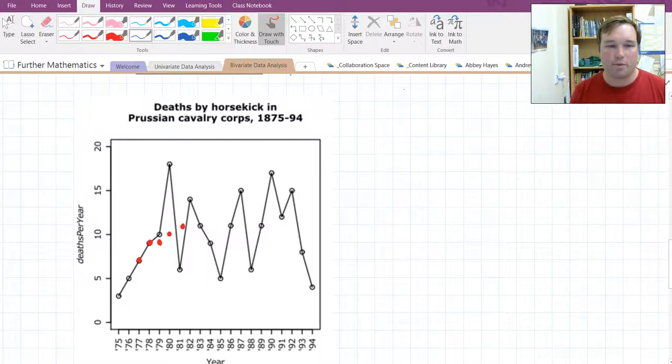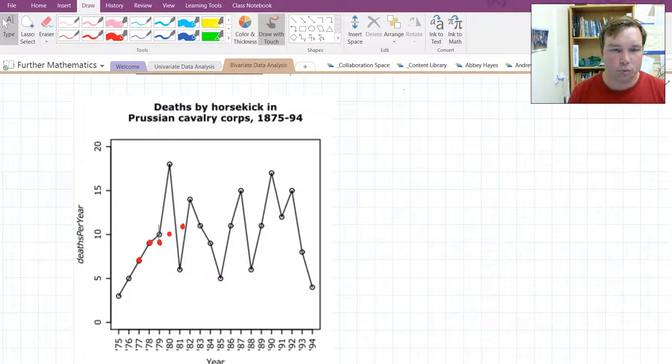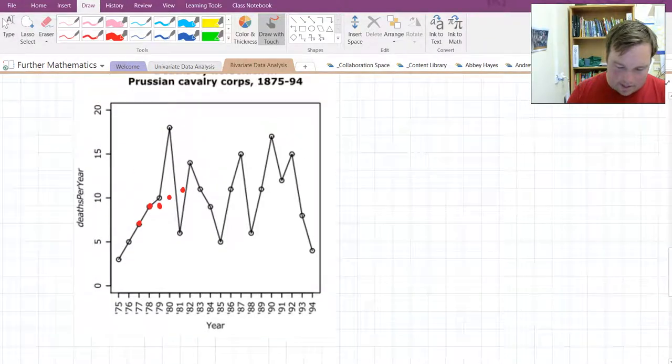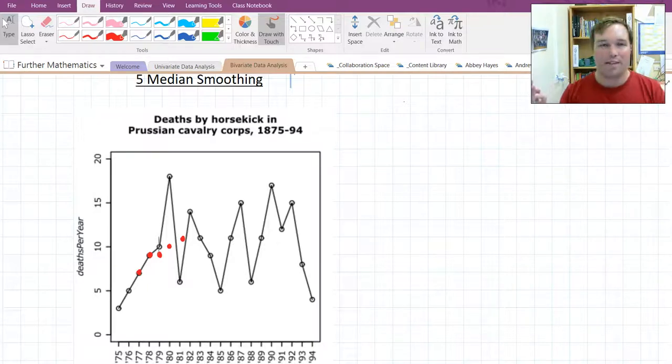You would be expected to be able to smooth that reasonably accurately by hand and join the dots at the end. Once again, in pencil, ruled lines neatly. Alright, that is 5 median smoothing. You could extrapolate that to 7 median smoothing if you wish, just by taking the 3 either side and the 1 in the middle, and then finding the median very carefully. Alright, thank you very much.